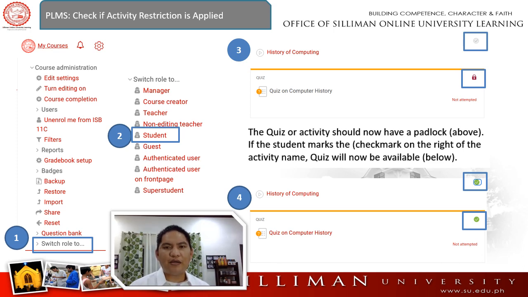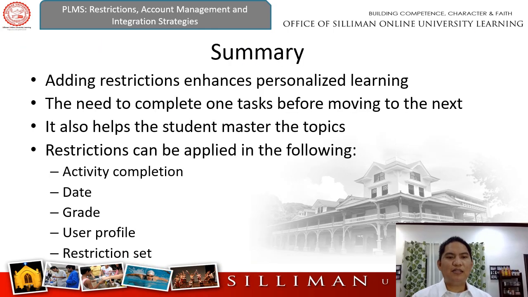So you would see there the particular completion, and you see the difference between the number 3 image and the number 4 image. So the quiz now on the 4th image will now be clickable, and the student can now take the quiz. Very easy, right?